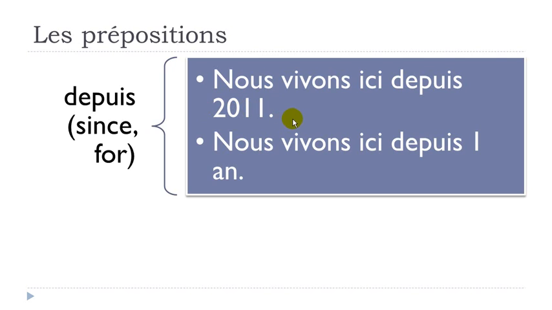Okay, so assuming the fact that we are still now in 2012, we could use this sentence as well. Nous vivons ici depuis un an. Okay, so in that case, you can use this depuis as well, and then you will introduce un an, just because we've been arriving in 2011 and we are now in 2012. Okay, so depuis un an.